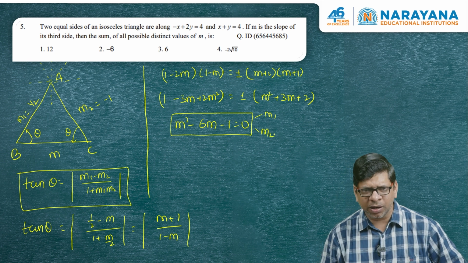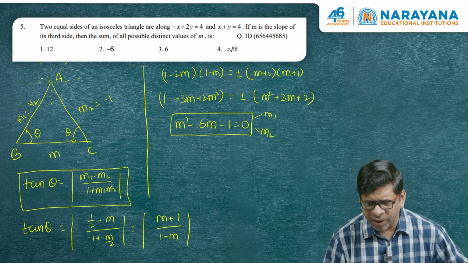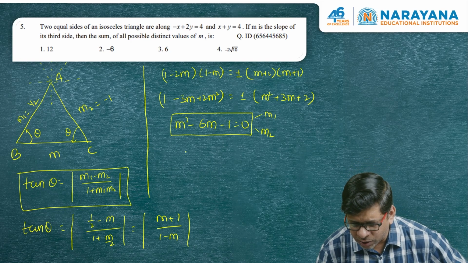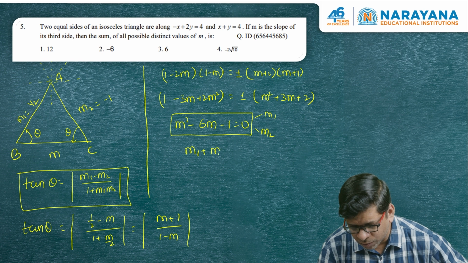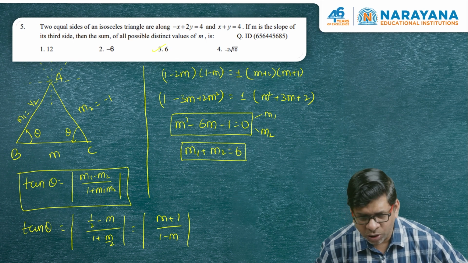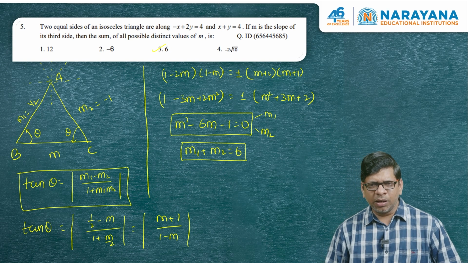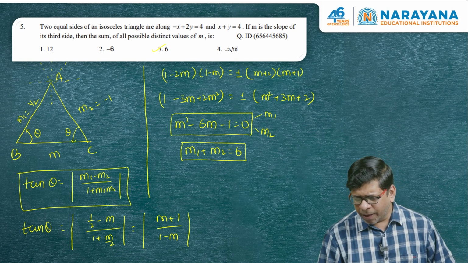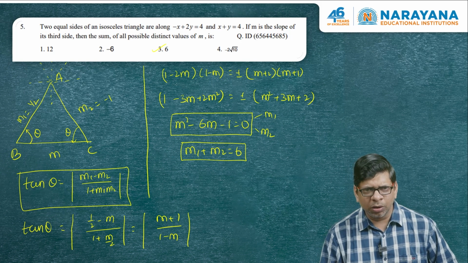As we have already discussed that it will be along the internal and the external angle bisector of about A. So what we need? The sum of all possible distinct value of m. So m1 plus m2 equal to 6. So 6 should be the correct answer for this question. So the correct answer is option 3. So this way you should check all the different cases, and you should solve this.